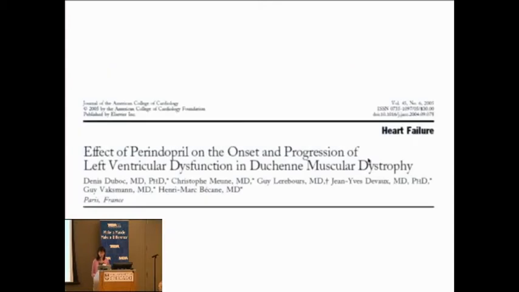Now, this is a trial that was actually done in France, led by Dennis Duboc's group, where they asked that question, and they did this in Duchenne patients, and we more or less have to assume that the same thing is true for Becker patients because the study hasn't been done in Becker patients yet. But the idea here was if we start with patients and we give them ACE inhibitor before the heart gets bad, can we slow the heart down from getting bad?